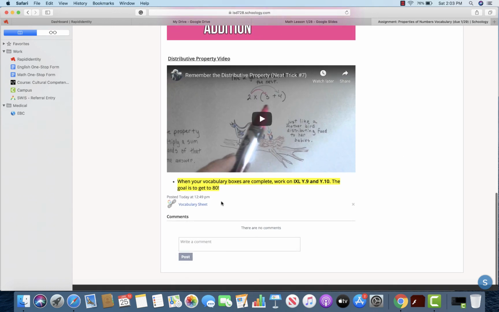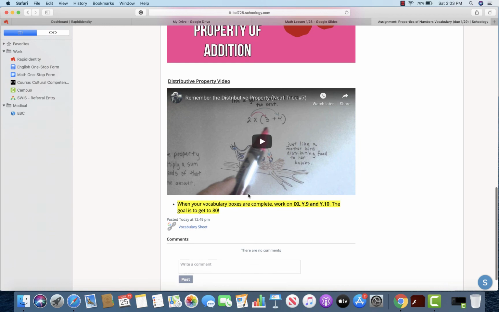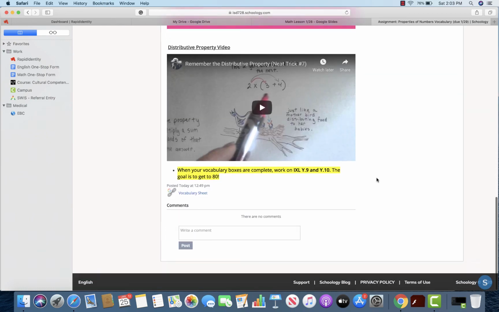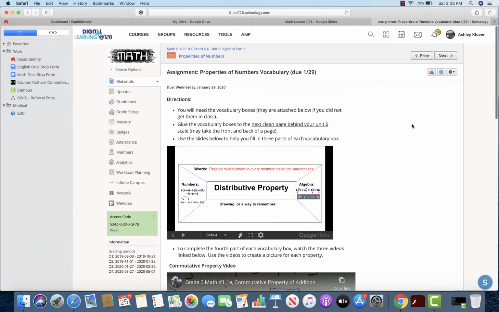Lastly, the last bullet here says when your vocabulary boxes are complete, you're going to work on 6th grade IXL Y9 and then Y10, and your goal is to get to 80 on them. This vocabulary assignment will be due tomorrow, and yes, that includes those IXLs to the best of your ability. Okay? Awesome. Go ahead and finish up the rest of the time on your own.